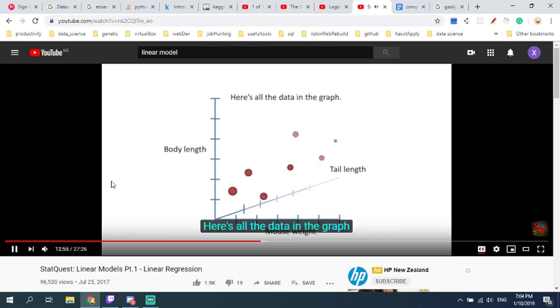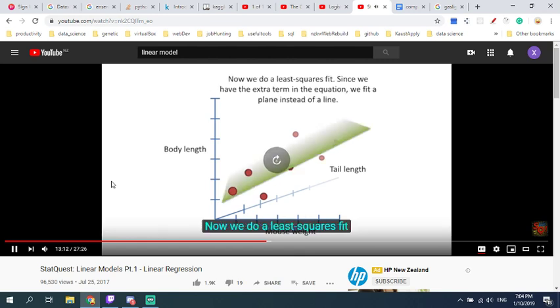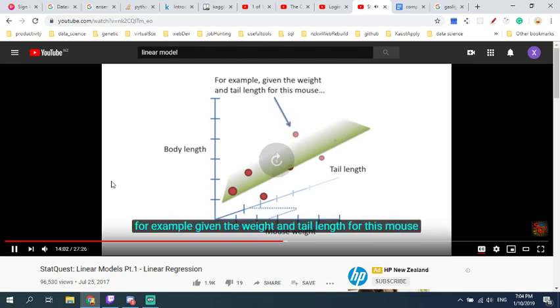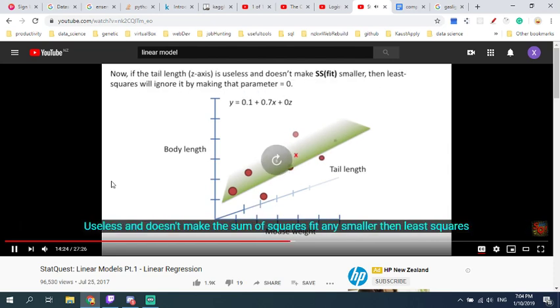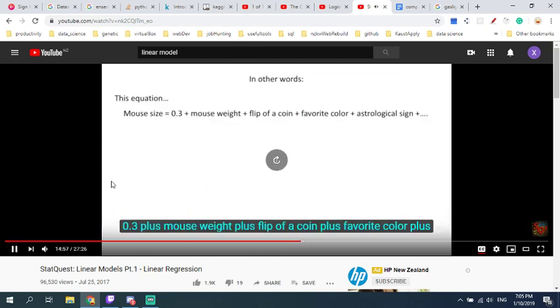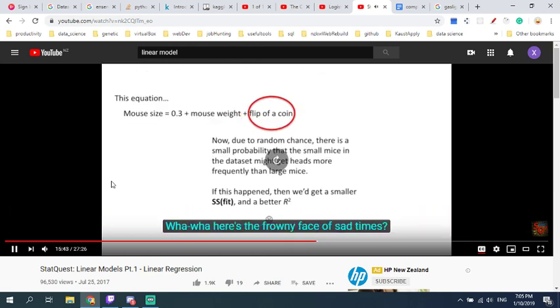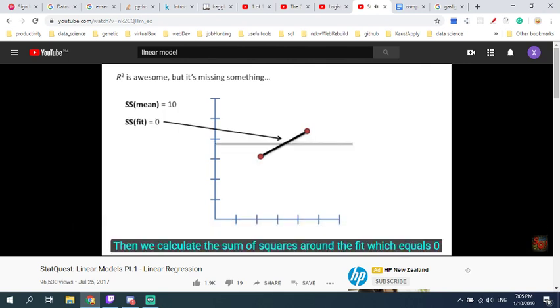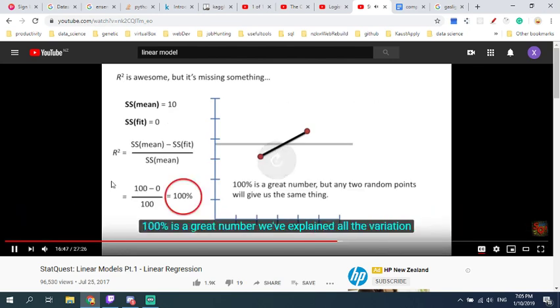Here's all the data in the graph. The larger tail represents the fit. We square the distances and add them up. In this case, the sum of squares around the mean would be 10. Then we'd calculate the sum of squares around the fit. Exact same thing.